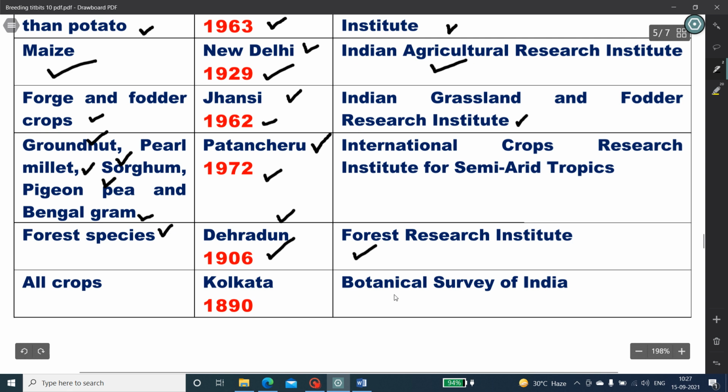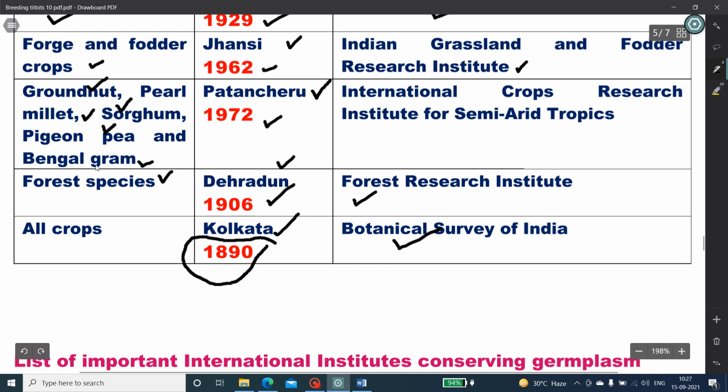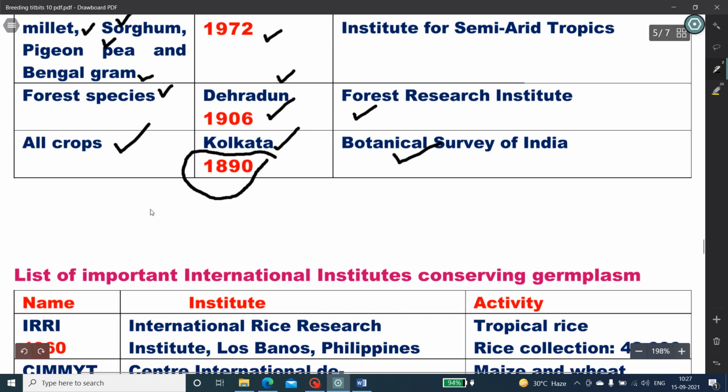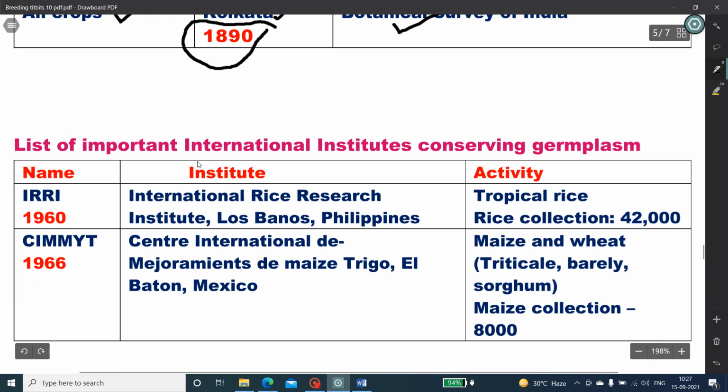And the Botanical Survey of India, a very old institution established in 1890 at Calcutta, is maintaining the germplasms of all crops. That's all about the germplasm institutes in India. Now we can see some of the international institutes that are conserving germplasm.